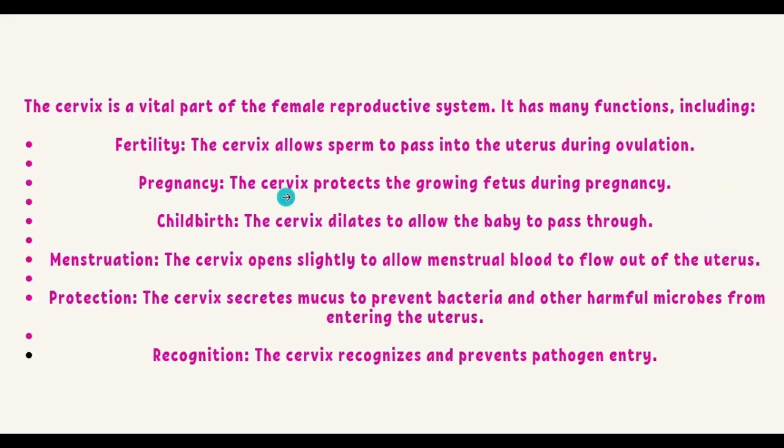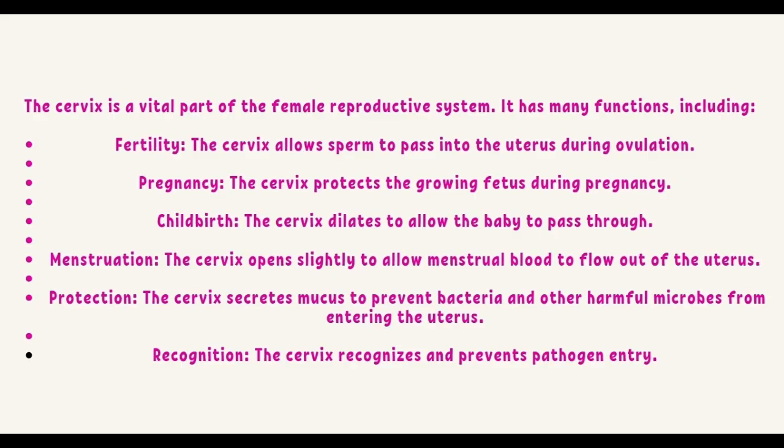So that's how the entire menstruation process happens, right? So then let's talk about the cervix. It's a vital part of the female reproductive system. It has many functions, including fertility, pregnancy, childbirth, menstruation, and also protection. As it relates to fertility, the cervix allows the sperm to pass into the uterus during ovulation. In pregnancy, the cervix is what protects the growing fetus.